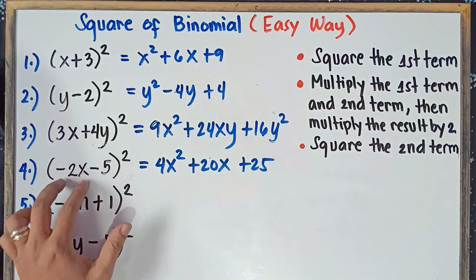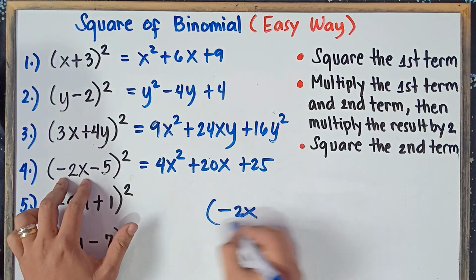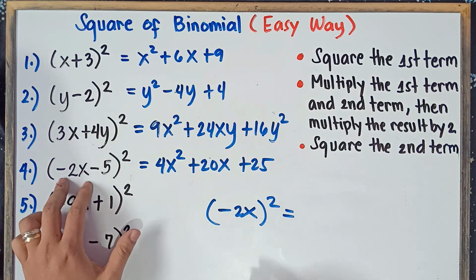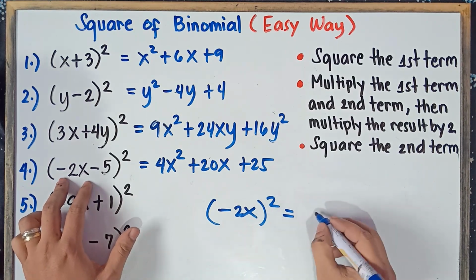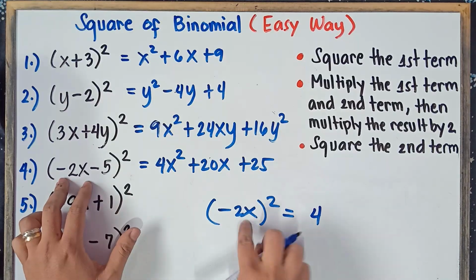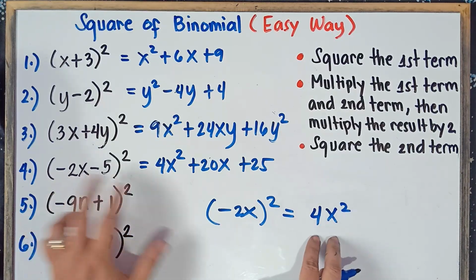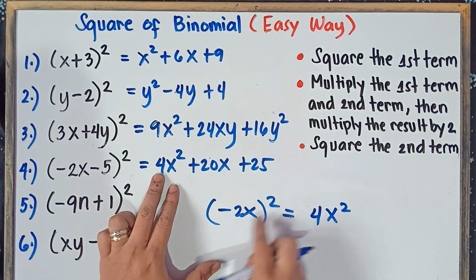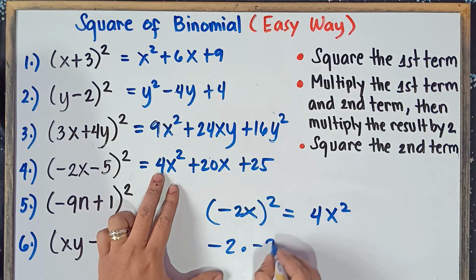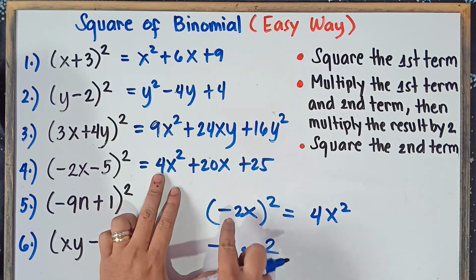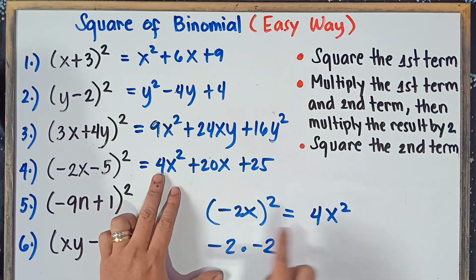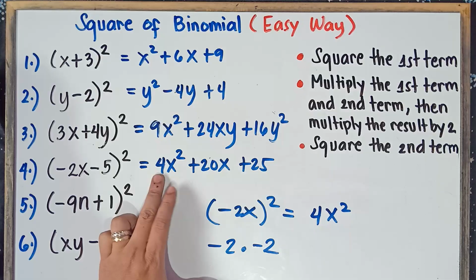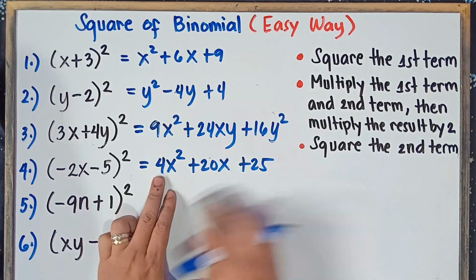So once again, let's explain this one. Negative 2x and then square. You square the first term. Negative 2 times negative 2, that would be positive 4. X times x, that would be x squared. That's why we have 4x squared. Okay, once again, that's negative 2 quantity squared. It doesn't mean negative 2 times 2. It means negative 2 multiplied by negative 2. Negative 2 times negative 2, that's why we have positive 4. X times x, that would be x squared. So that's why we have 4x squared.